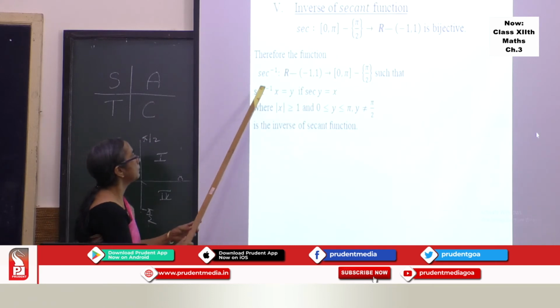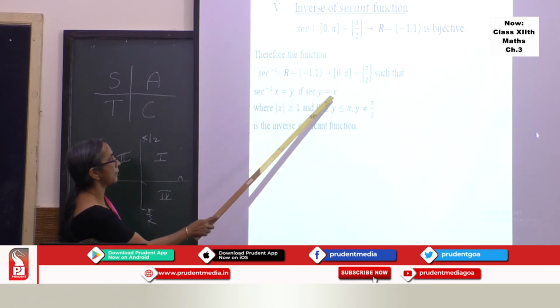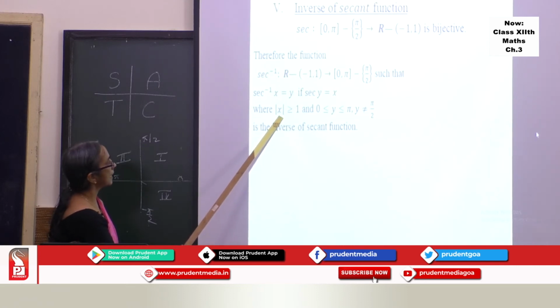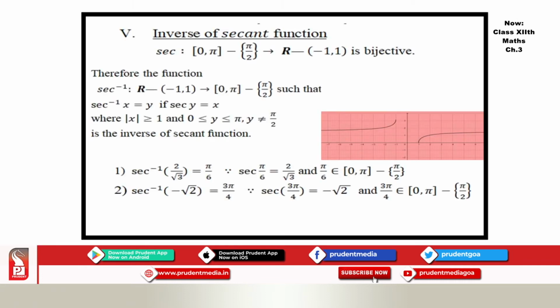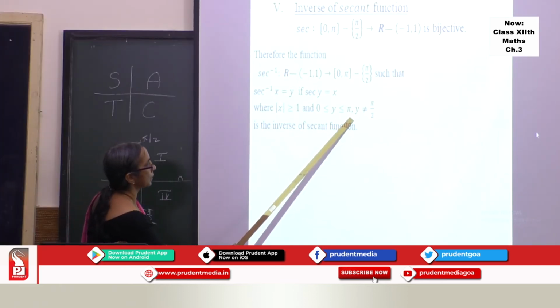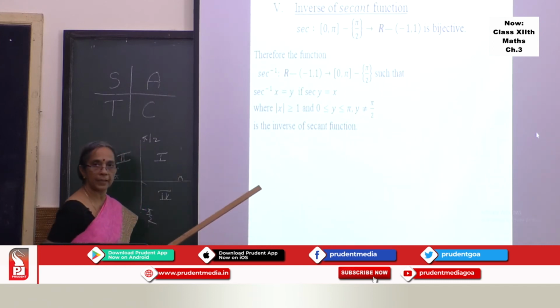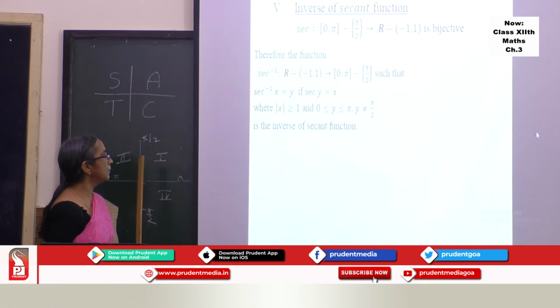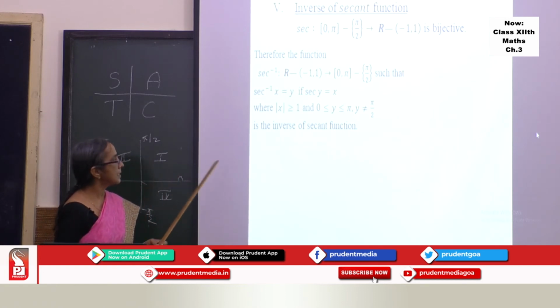And sec inverse of x is y if sec y equals x, where modulus of x is greater than or equal to 1. That means x is greater than or equal to 1 or x is less than or equal to minus 1. It belongs to this set. 0 less than or equal to y less than or equal to pi, y not equal to pi by 2. That means y belongs to this set. That is the inverse of the secant function.